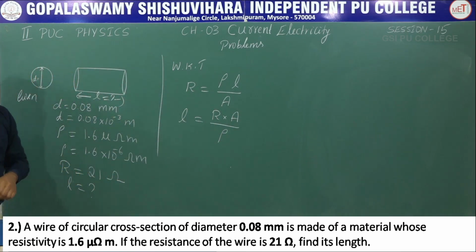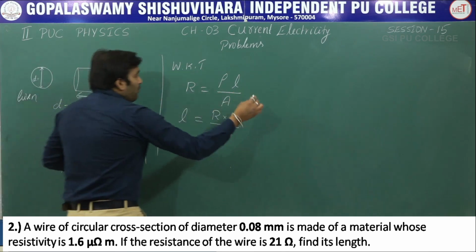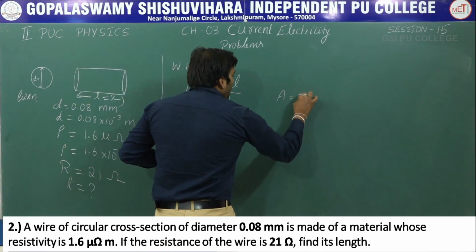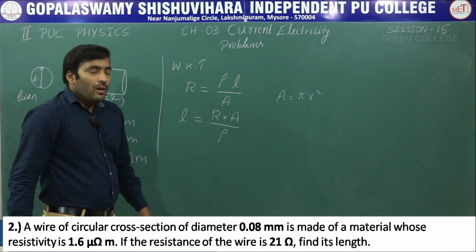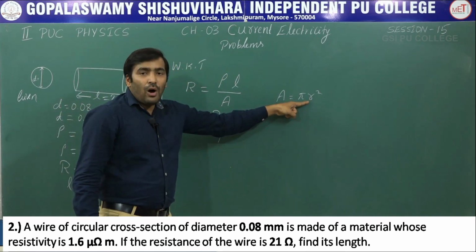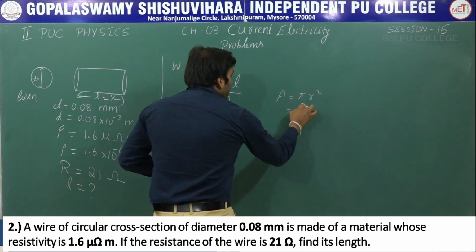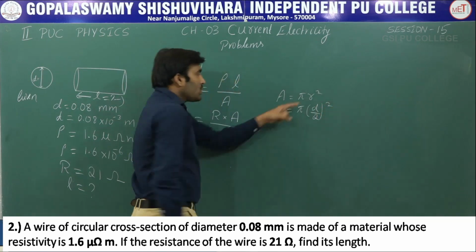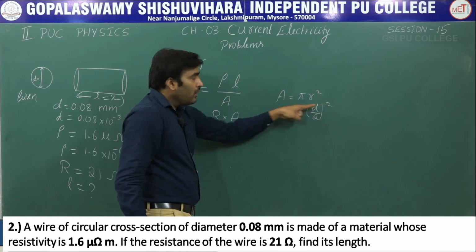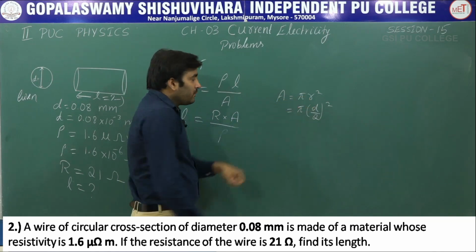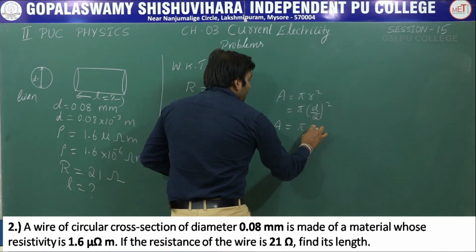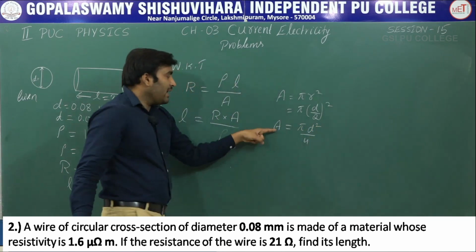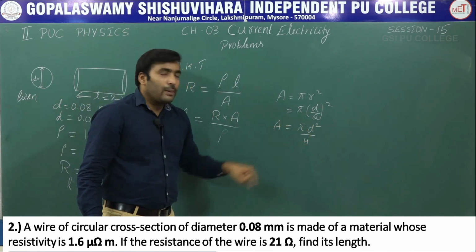Now they are saying that the wire is having a circular cross section. So for the circular cross section, area of cross section will be pi r square. But we know that radius is half of the diameter. Therefore, we can write r as d by 2 the whole square. So r square is d by 2 the whole square. So this becomes pi d square by 4. So the area of cross section of the wire can be written as pi d square by 4.